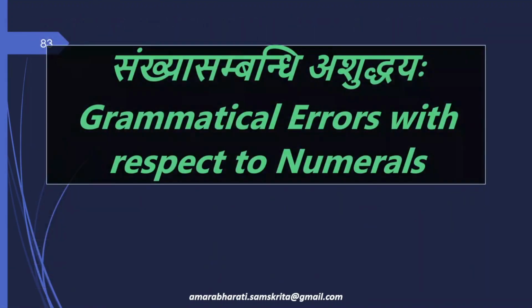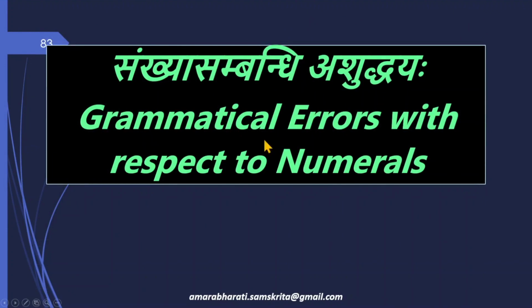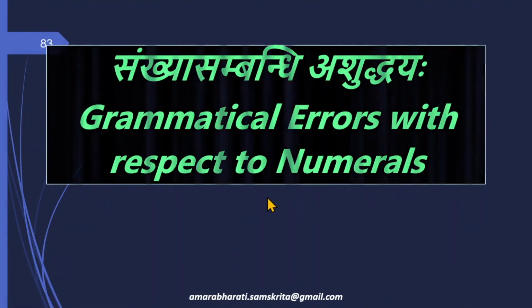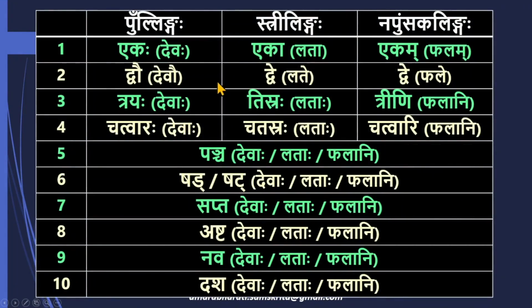Now we go to the Sankhya Sambandhi Ashuddhayaha, grammatical errors with respect to numerals. So how should the correct numerals be? I have shown you in Pullinga, Strilinga and Napumsakalinga. For 1, 2, 3, 4, the three forms are different. In Pullinga, for 1 it is Ekaha, 2 is Dvau, Trayaha for 3, and Chatvaraha for 4. And in Strilinga, Eka for 1, Dve for 2, Tisraha for 3, and Chatasraha for 4. In Napumsakalinga, it is Ekam, Dve, Trini, Chatvari.